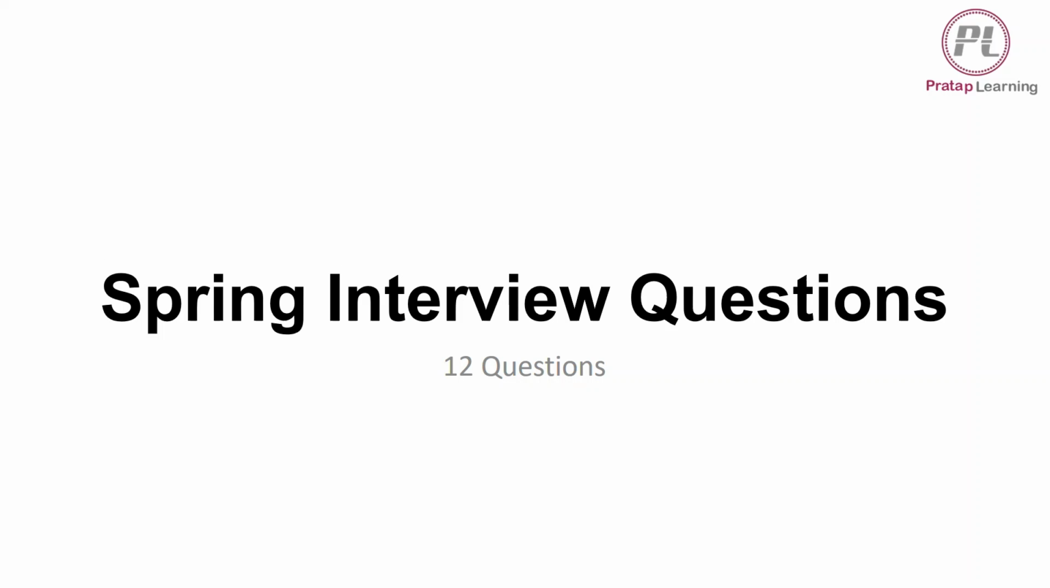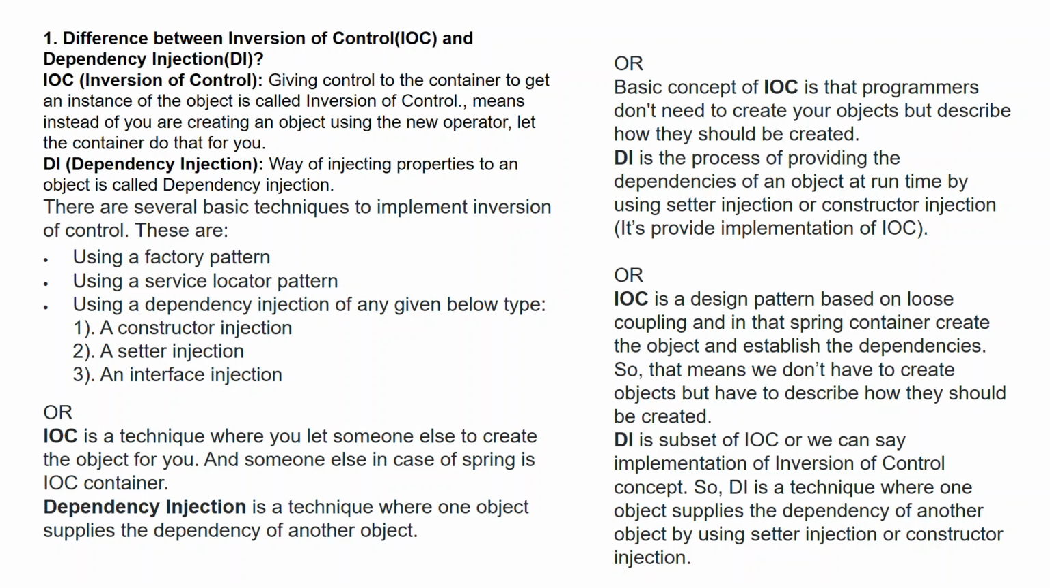12 questions. 1. Difference between inversion of control (IOC) and dependency injection (DI). IOC, inversion of control, giving control to the container to get an instance of the object is called inversion of control. Means instead of you creating an object using the new operator, let the container do that for you. DI, dependency injection, is a way of injecting properties to an object.